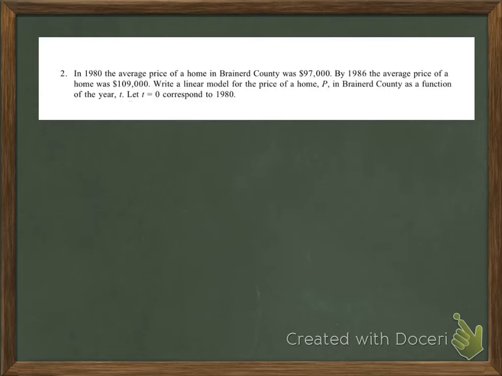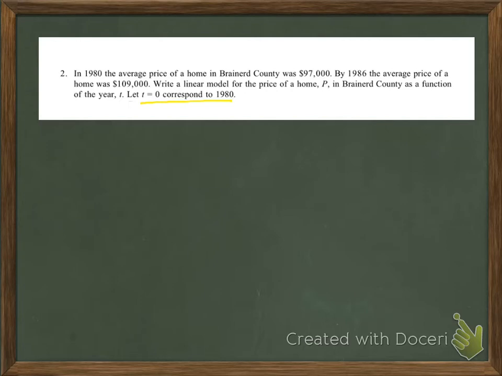In 1980, the average price of a home in Brainerd County was $97,000. By 1986, the average price of a home was $109,000. Write a linear model for the price of a home P in Brainerd County as a function of the year T. And furthermore, we're going to let T equals 0 correspond to 1980.